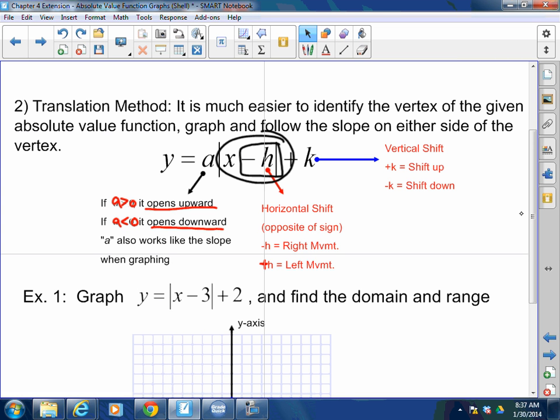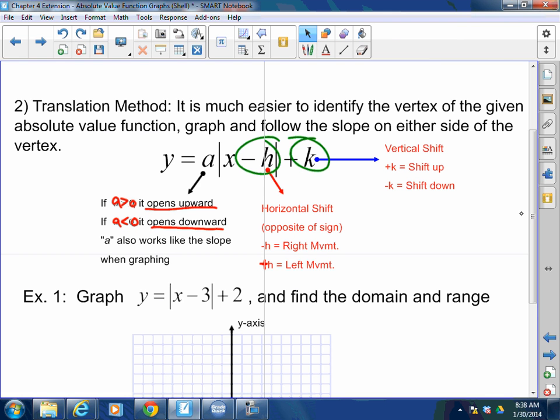And then the K is outside of the absolute value sign. It's all by itself, and that literally shifts the whole entire graph up or down. Does that make sense? Now let me show you how easy this is. And remember, one last thing I forgot. Remember how I told you HK is the vertex? HK.